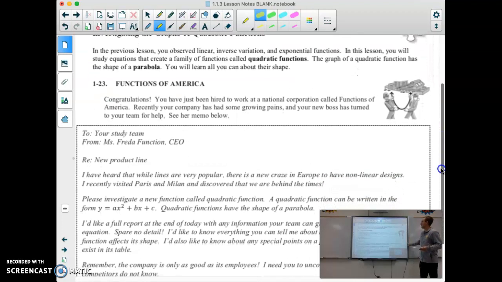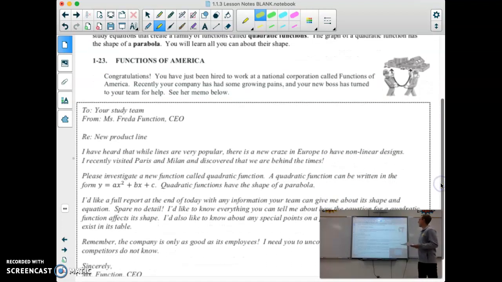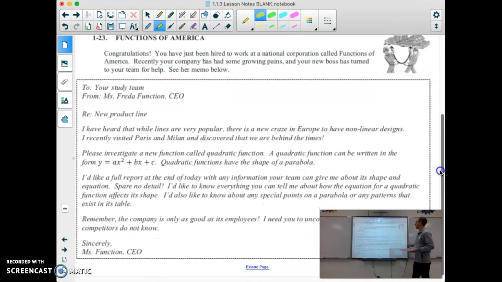So as we read through 1.2.3 here, we have been hired to work at a national corporation called Functions of America. Recently, our company has had some growing pains, and your new boss has turned to our team for help. See the memo below. Please investigate a new function called the quadratic function.